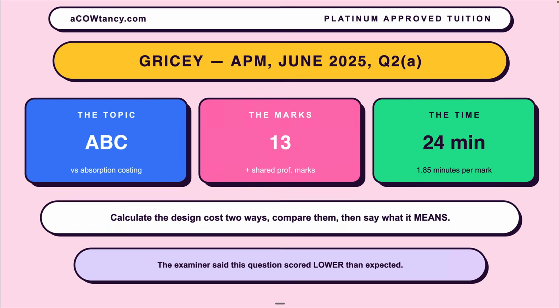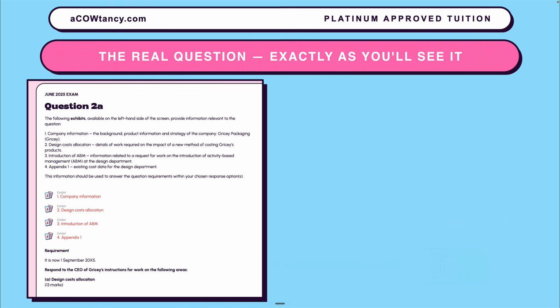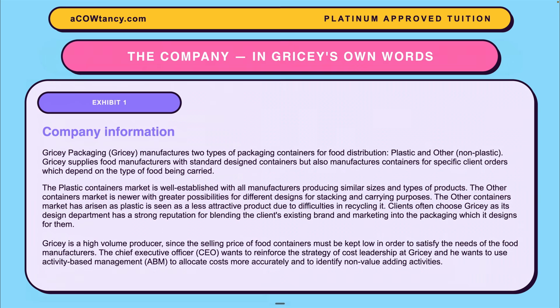And the examiner said this question wasn't well answered at all. Not surprising in my opinion. But anyway, they've given 4 exhibits there. We'll look at those as we go through. And it says, respond to the CEO's instructions on design cost allocation.